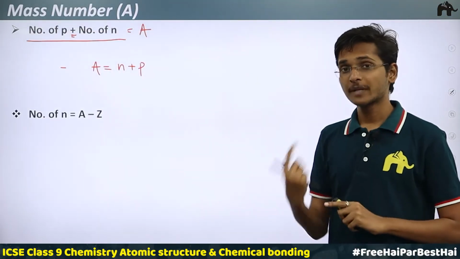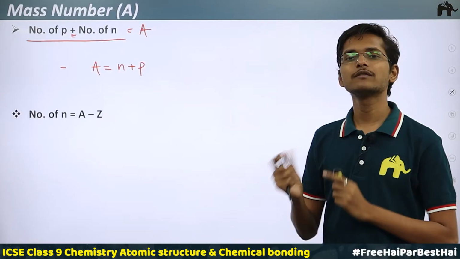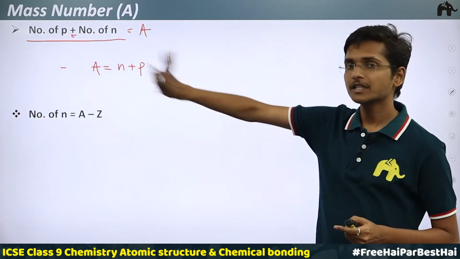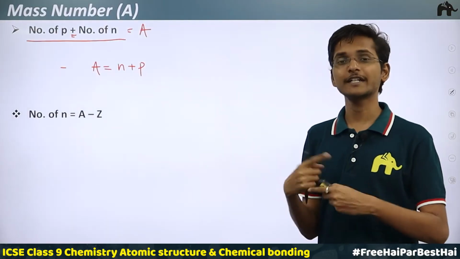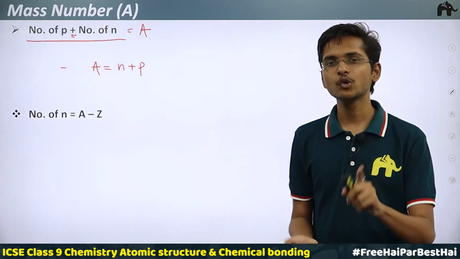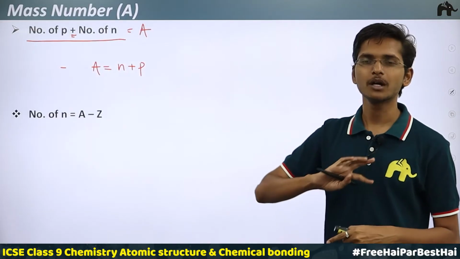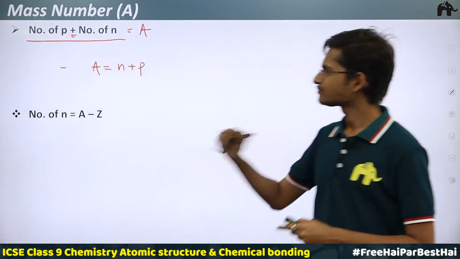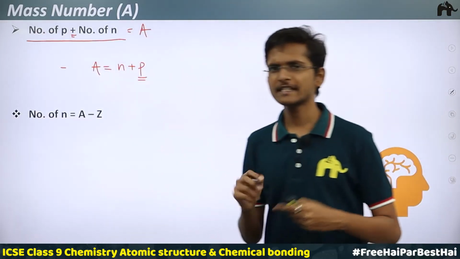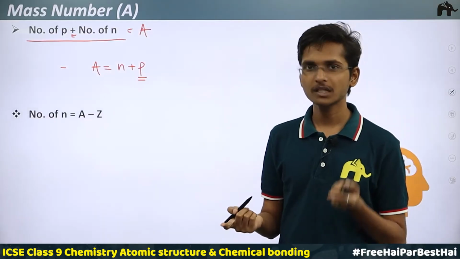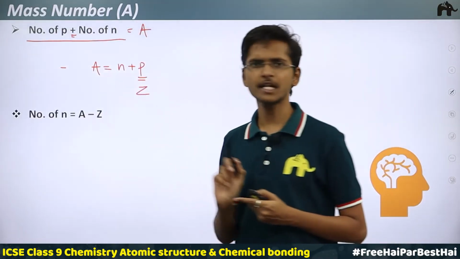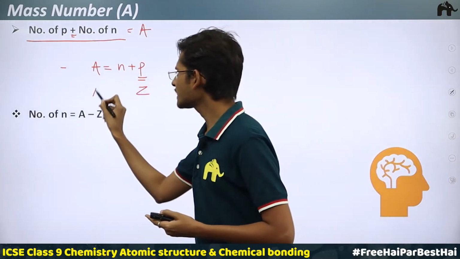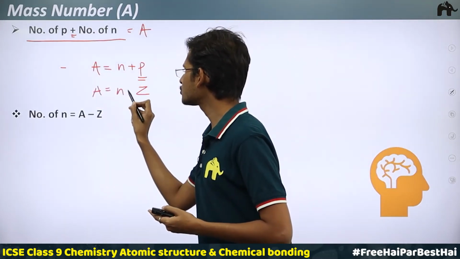That's not an issue. But now we have to relate the mass number with the atomic number. And there is a wonderful thing which we can derive from this. We can find out the number of neutrons by looking at the mass number and the atomic number. How? See, the number of protons is actually the atomic number, correct? Just now we have studied. So instead of P, I can write capital Z here. Fine, so then I can rewrite this equation as A equals N plus Z.